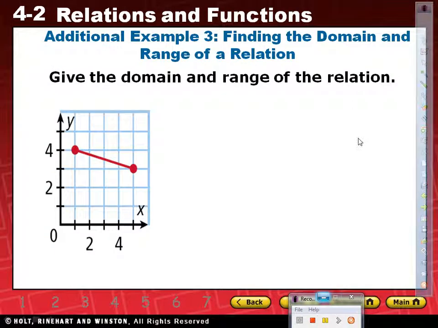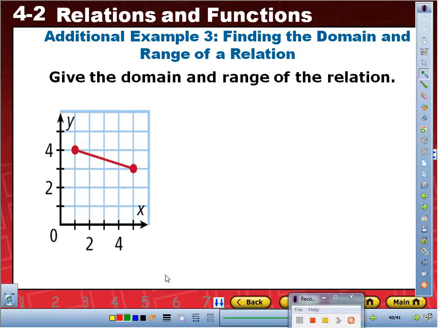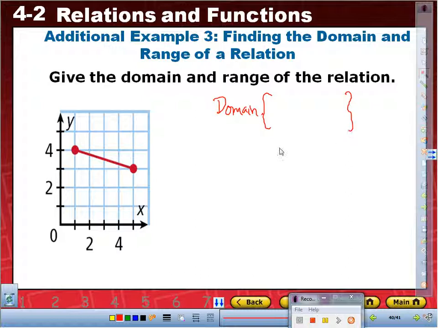So now, copy this one down, please. Example 3. It says, give the domain and range of the relation. You're going to draw an x-axis, y-axis, label this, and draw your little segment like that. So, as you're finishing up your graph, I want you to write domain. You're going to do a bracket, leave a nice space in between, in another bracket, and then range. Bracket, nice space, and bracket. And then I'll show you how to fill that in.